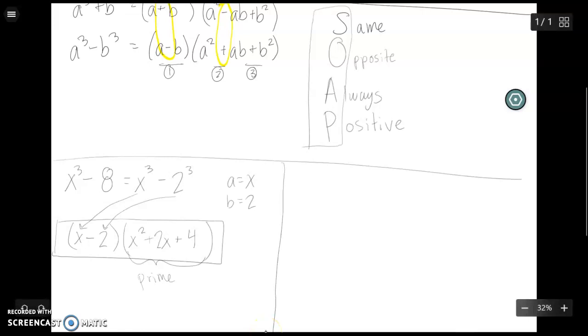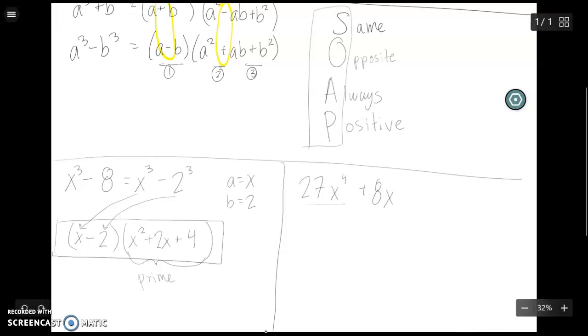Okay, let's look at another example. Let's look this time at a sum of cubes. Now this one's going to look a little different to start with. So this one looks different because we don't have anything cubed. We have something to the 4th power, and then we just have a regular x.